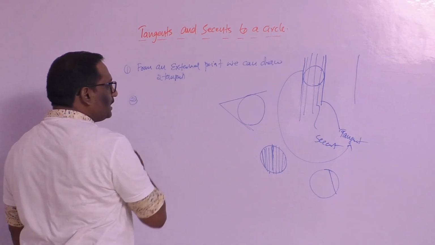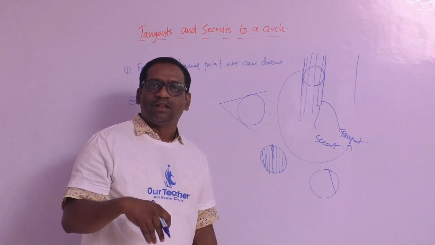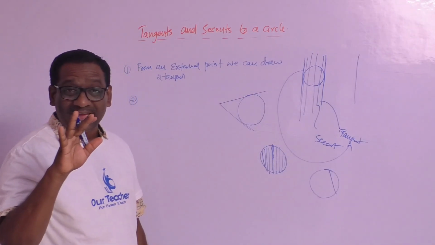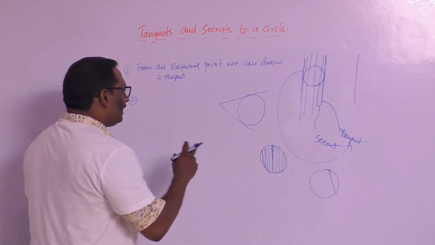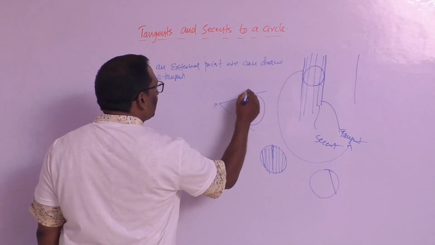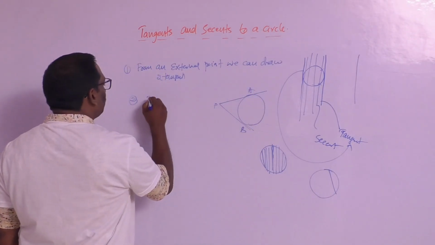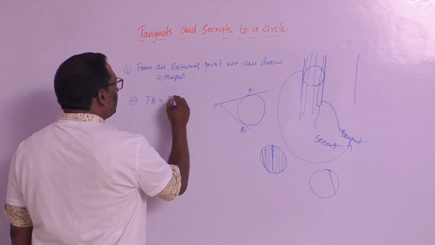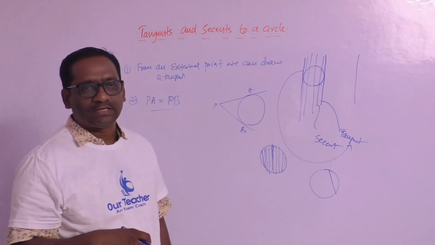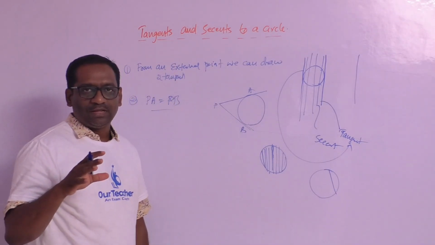And the second point: for any circle, from an external point, if you draw 2 tangents, the 2 tangents are equal in length. Suppose you take the point P, and these are the points A and B, so PA is equal to PB. For any circle from an external point, if you draw 2 tangents, both the tangents will be equal in length.